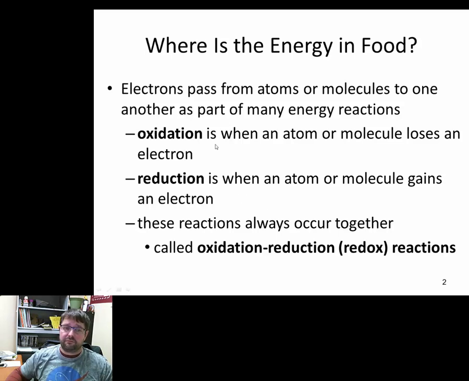And indeed, in many cases, they are the same. A reduction gains an electron. This is much like an endothermic reaction. It gains energy. And remember when I said endothermic reactions always occur with exothermic reactions. So the exothermic reaction is going to supply the energy for the endothermic reaction. The exact same thing is true here. Oxidation is always going to occur with reduction.